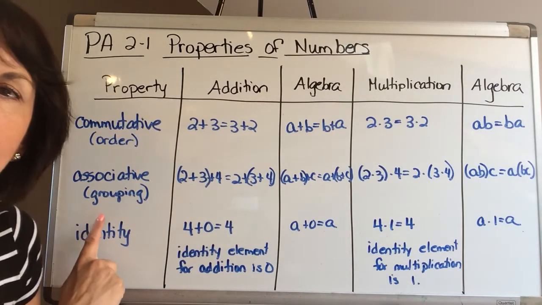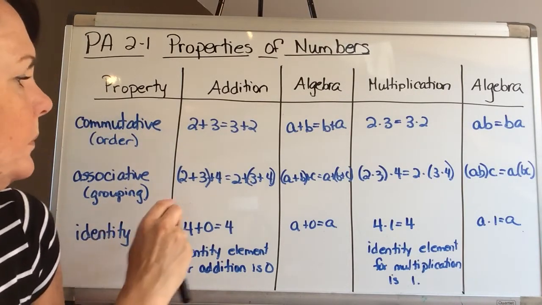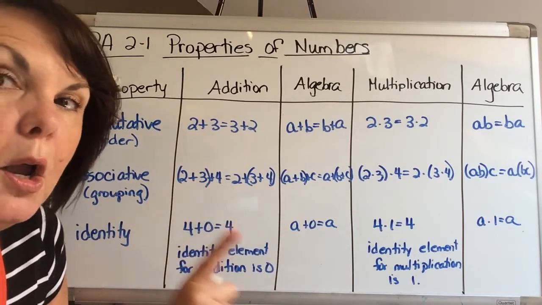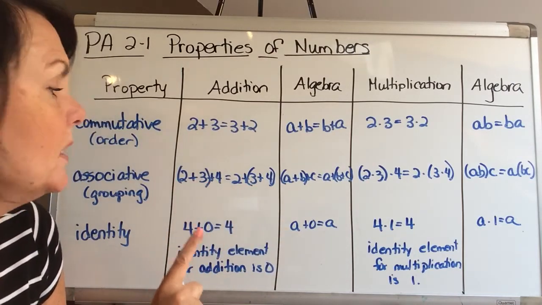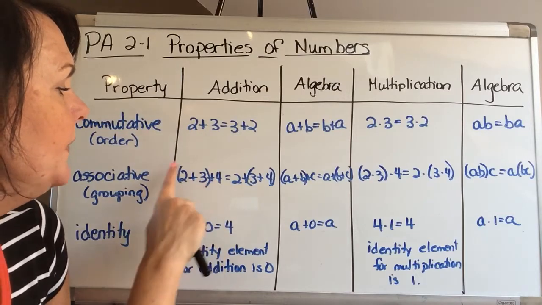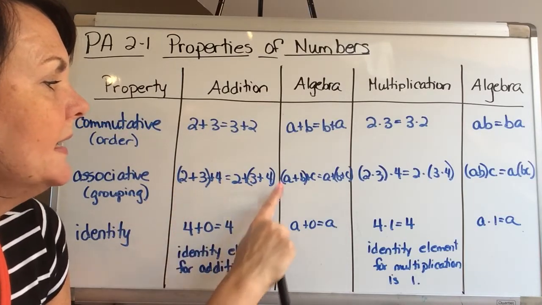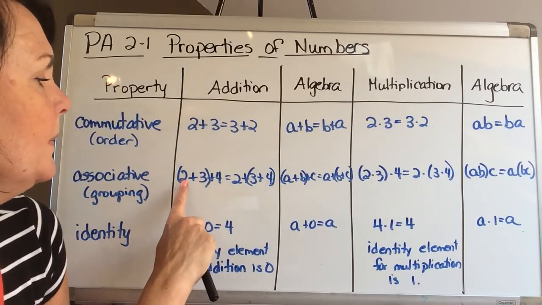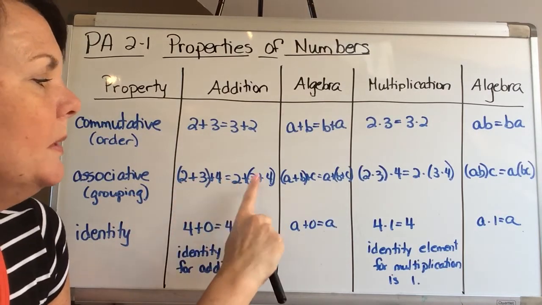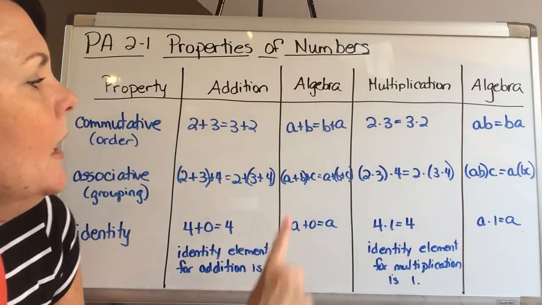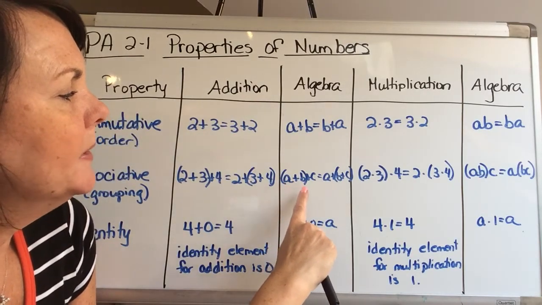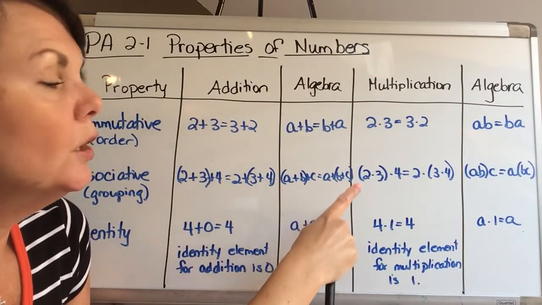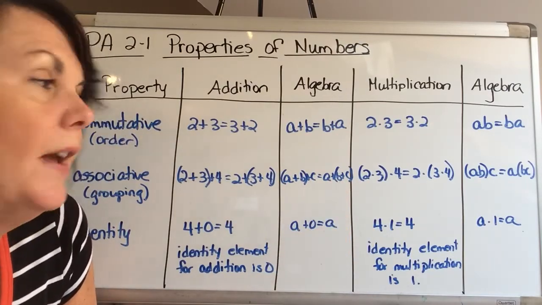The associative property is the property of grouping. What that means is (2 plus 3) plus 4 equals 2 plus (3 plus 4). My order didn't change. What changed was the way I grouped the numbers. On the left side, I grouped the 2 and the 3. On the right side, I grouped the 3 and the 4. Either way, I'll get the same answer. This will give me 5 plus 4 is 9. This will give me 2 plus 7 is 9. With algebra, it looks like this. (a plus b) plus c equals a plus (b plus c). a and b are grouped here, but b and c are grouped there.